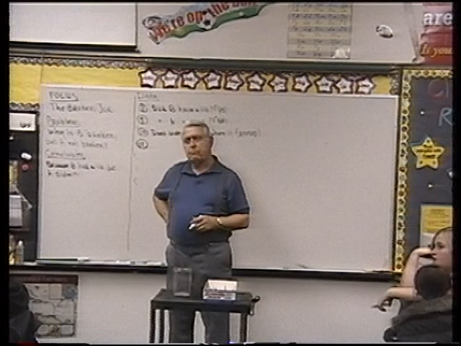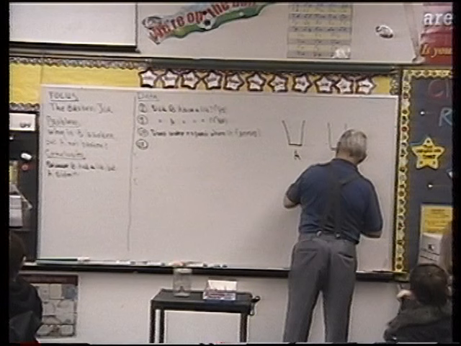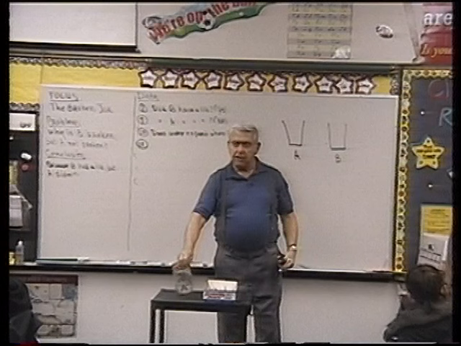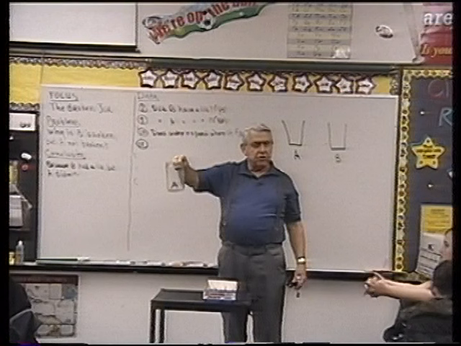Here's jar A. Here's jar B. Identical jars. Now I exaggerated the shape because you may not have noticed that these jars are wider at the top than at the bottom. I intentionally chose bottles that are wider at the top than at the bottom. Most jars aren't that way. They have straight sides. These have tapered sides.